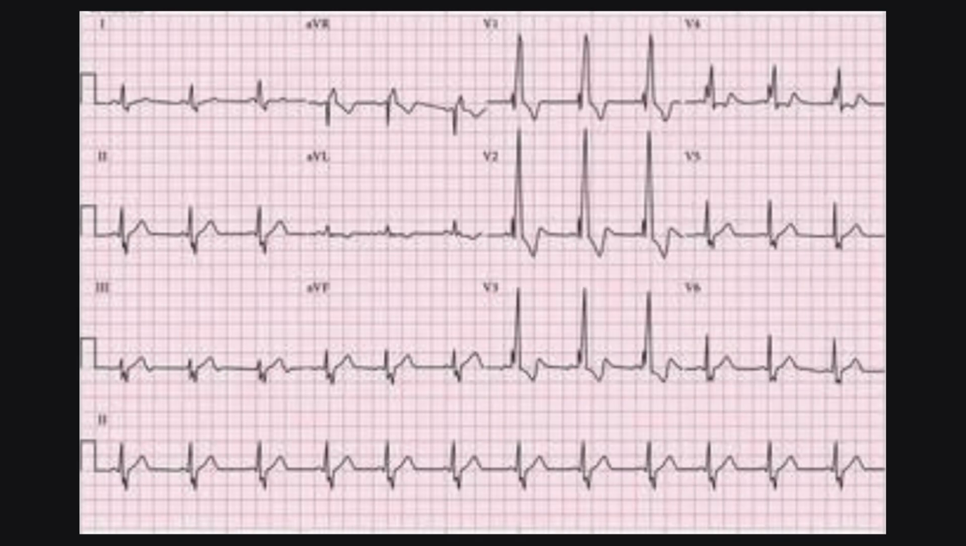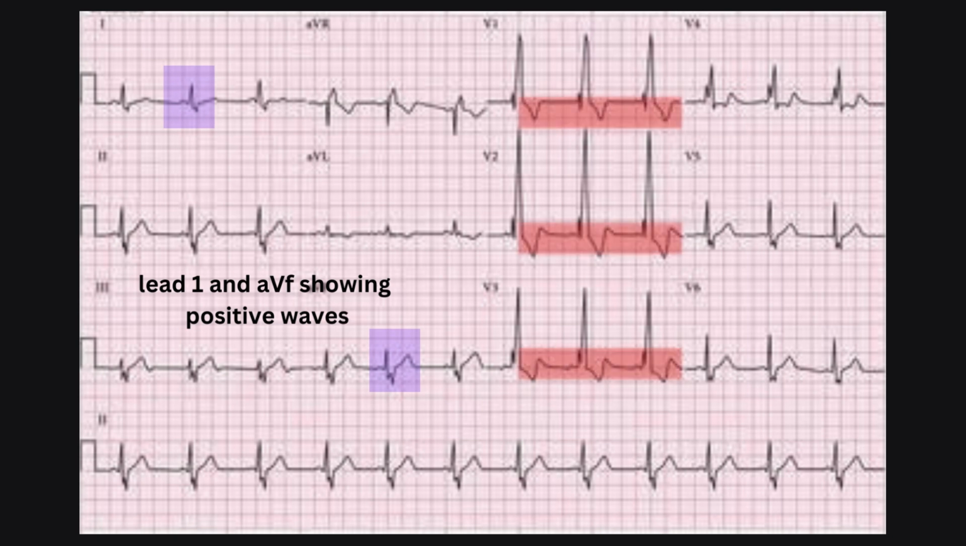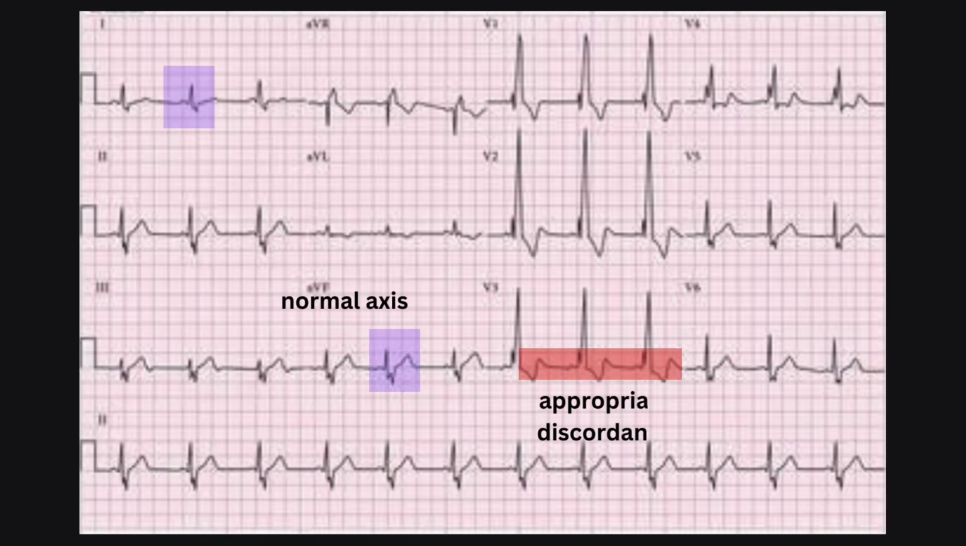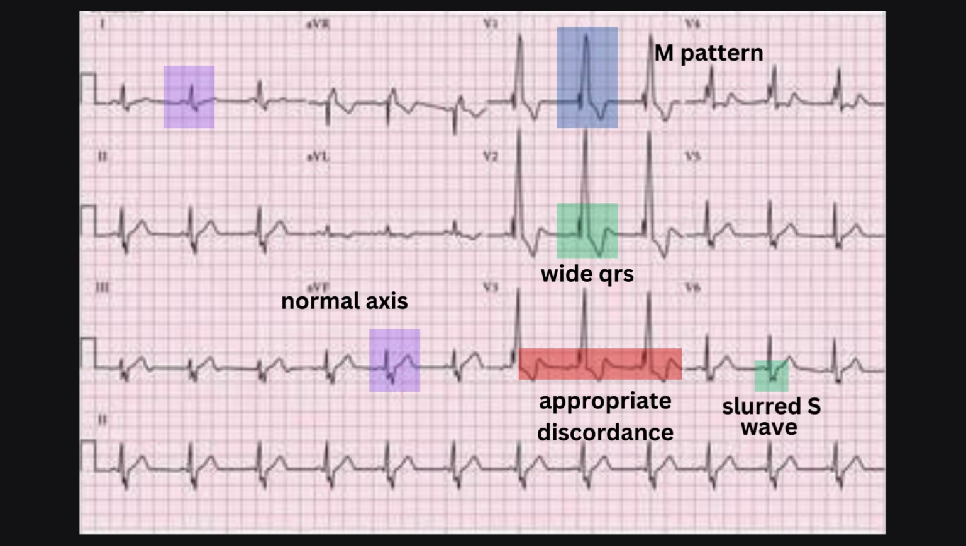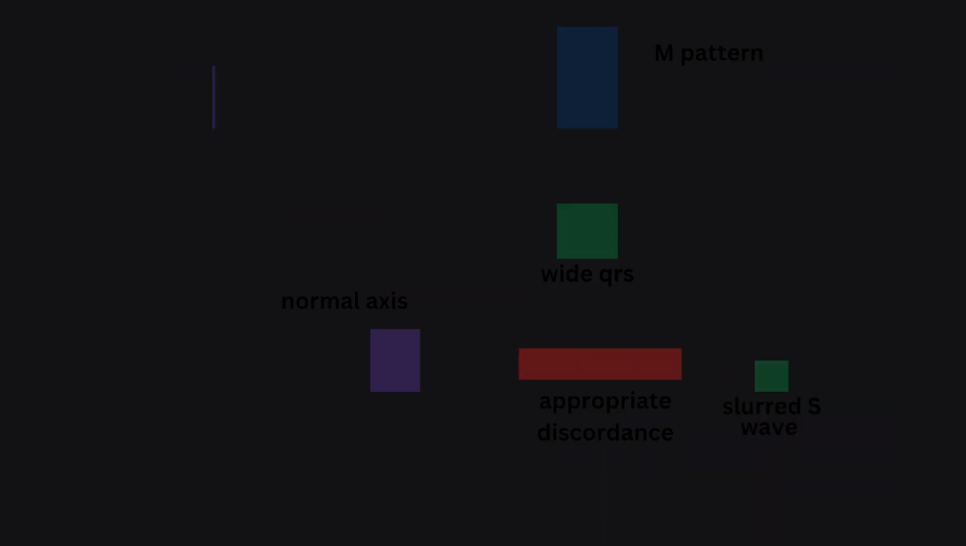Normal activation of the left ventricle means that the cardiac axis remains normal in isolated RBBB. This abnormal depolarization will be followed by an abnormal repolarization, which appears as ST depression or T-wave inversion in leads V1 to V3. This is termed appropriate discordance. So in the ECG of RBBB, the QRS duration will be more than 120 milliseconds. There will be an rSR' pattern in V1 to V3 giving a characteristic M-shaped QRS complex. Along with this, the S wave in lateral leads will be wide and slurred.